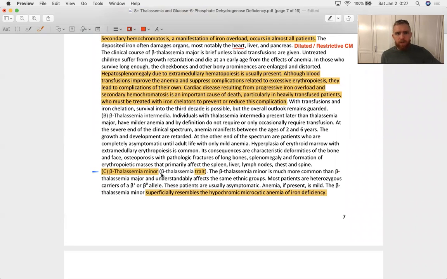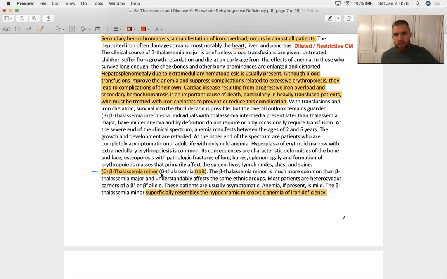Hepatosplenomegaly is often present, along with cardiac disease related to progressive iron overload. And again, these patients will get a lot of transfusions, and there's always trace iron floating around in any blood products you give to a patient. That adds to their iron overload problem. So they're typically going to be on oral iron chelating agents to prevent or reduce the complications of frequent transfusions.